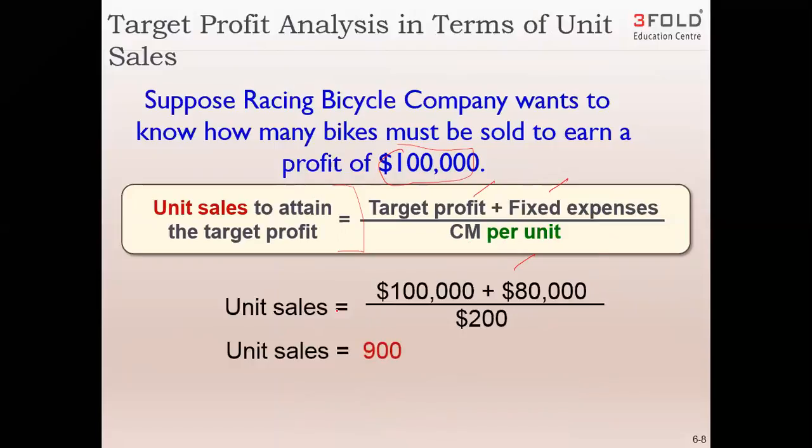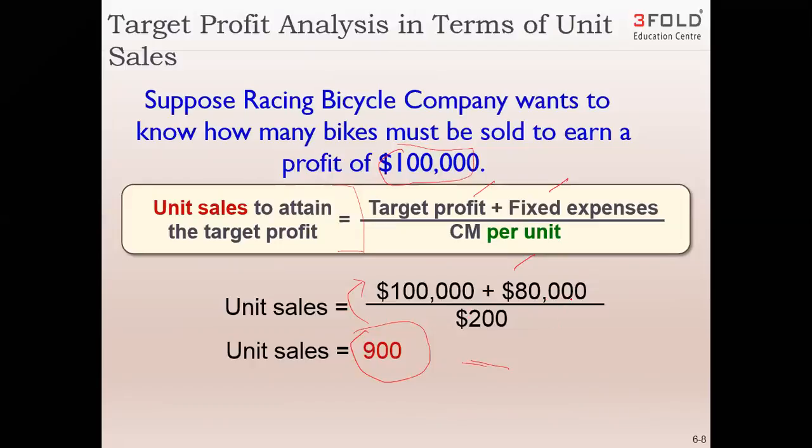So they have to sell 900 units if they want to make a profit of 100,000 and not just break even. So we saw that 400 units was break even, but if they need the profit, they need to sell 900 units. This also helps you to plan your marketing campaign and setting sales budgets for your sales personnel.